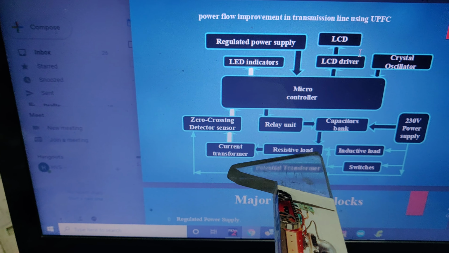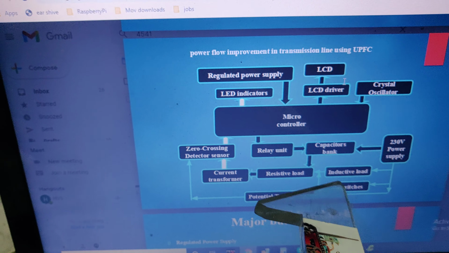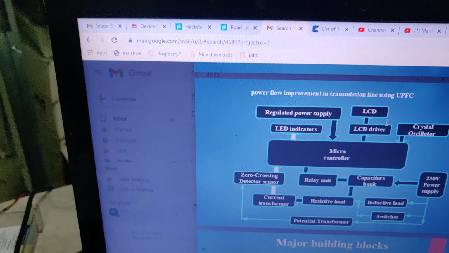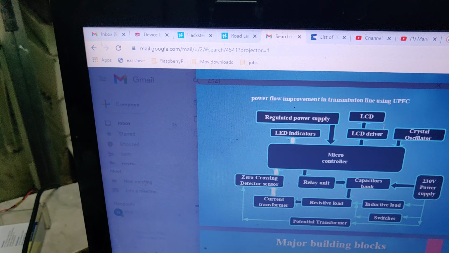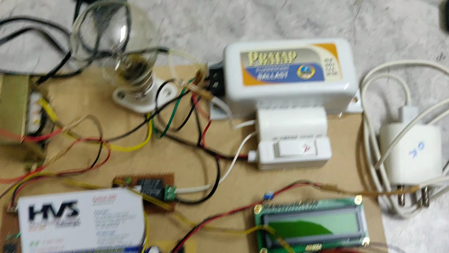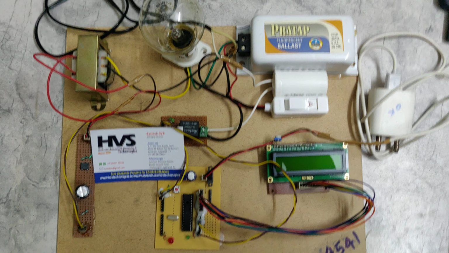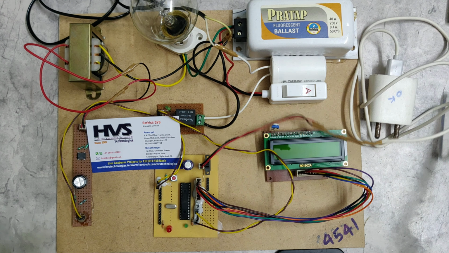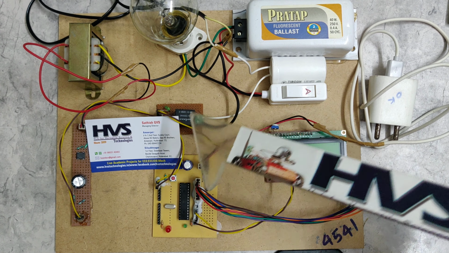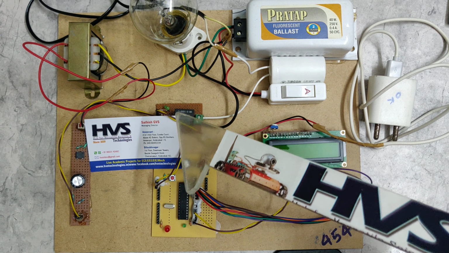Whenever we add the inductive load, there is automatically a phase difference between the current waveform and the voltage waveform. That will be identified by our PIC microcontroller using zero crossing, when the voltage waveform crosses zero and when the current waveform crosses zero. Based on the time difference between these two, we get the angle in degrees. We are using a 50 hertz input voltage frequency, which means 20 milliseconds per cycle.